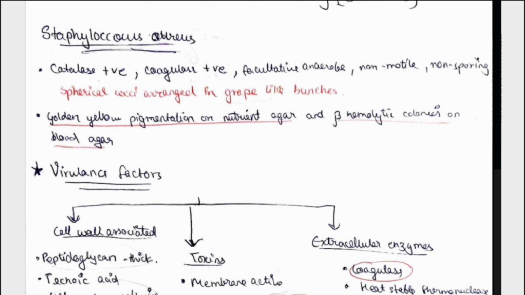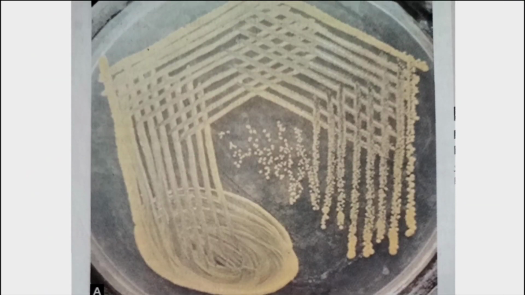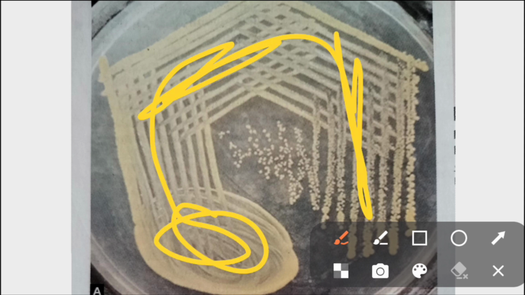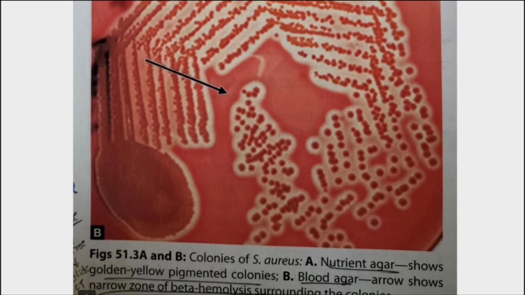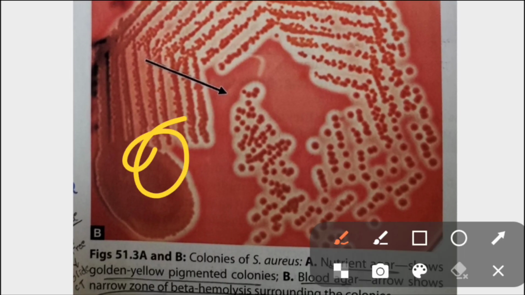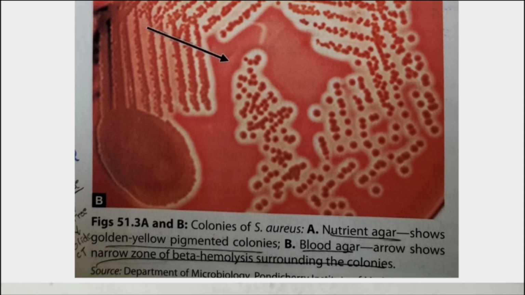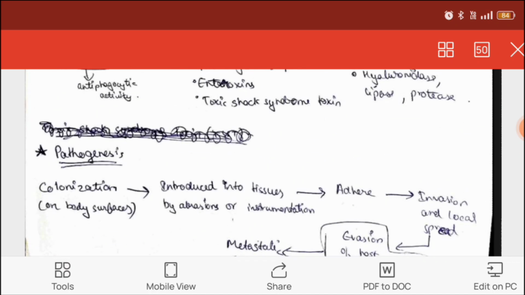It forms golden yellow pigmented colonies on nutrient agar and beta hemolytic colonies on blood agar. Always remember, golden yellow colonies on nutrient agar and beta hemolytic colonies on blood agar. These are the most basic things you should know about Staphylococcus.